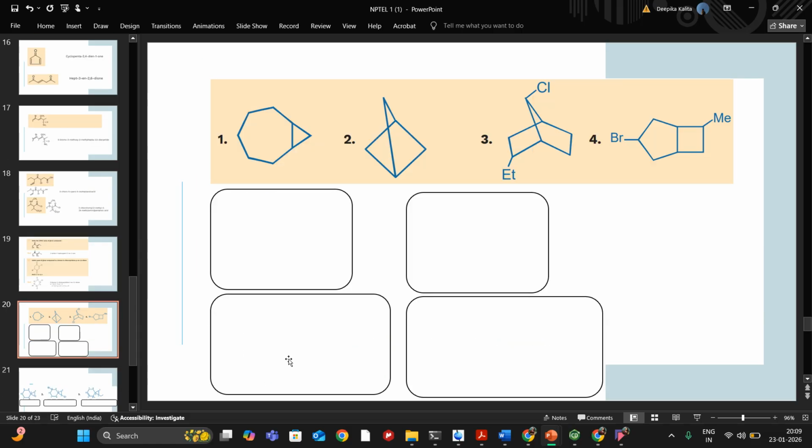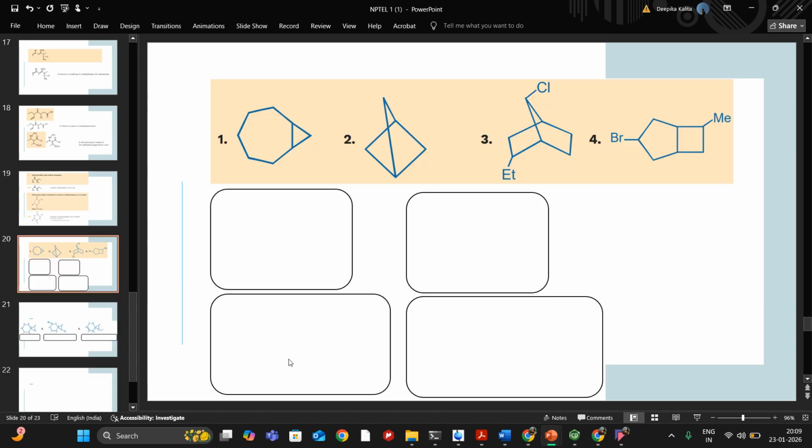So after this diketone, now we will move to the nomenclature of some complex hydrocarbons, which are bicyclic compounds and spirocyclic compounds. So let us start with the bicyclic compounds. The first compound is a bicyclic compound where 2 cyclic rings are fused, one of which is a 7-membered ring, and the other is a 3-membered ring.